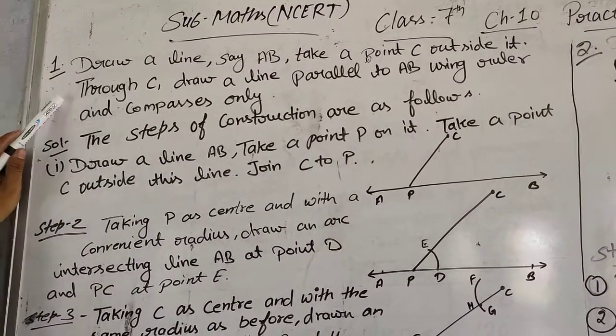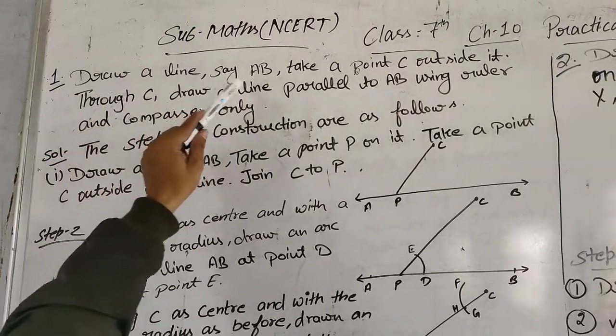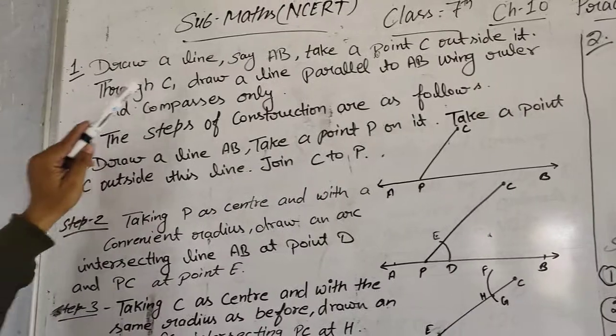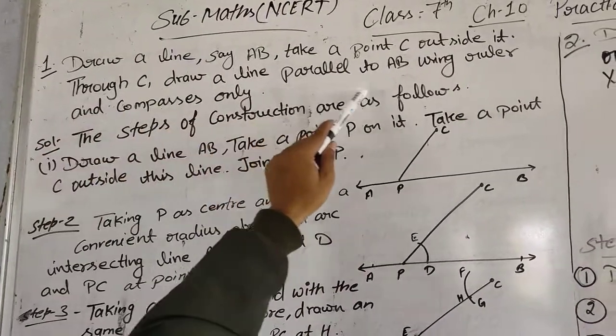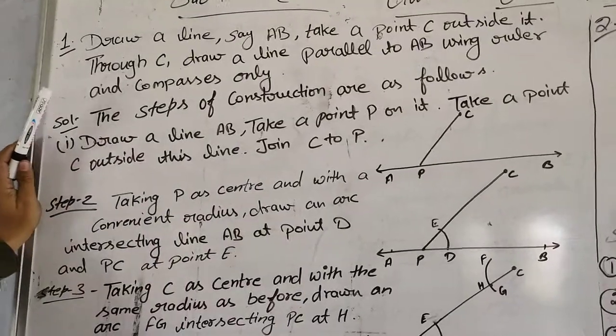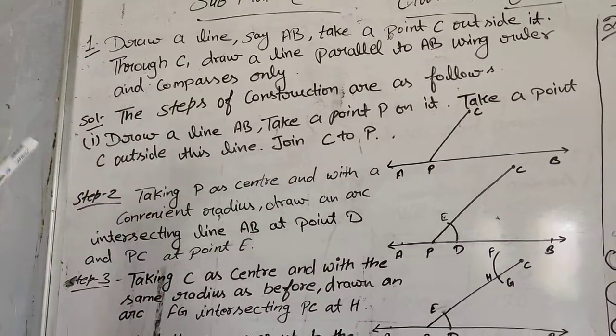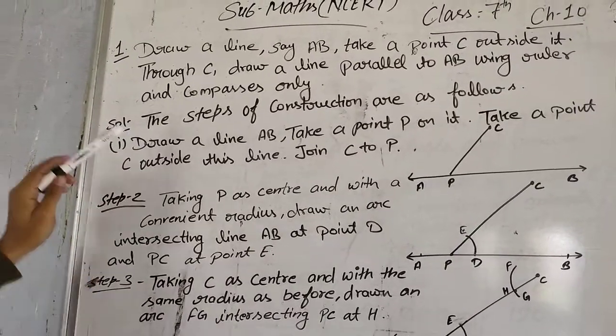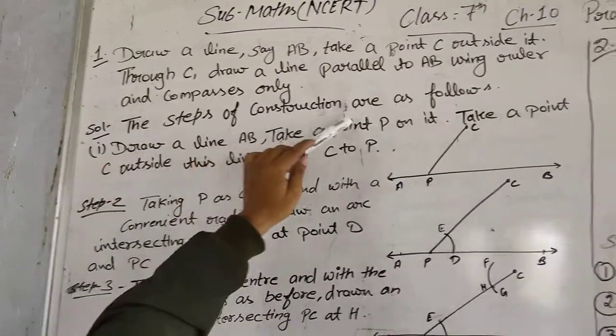Question number 1: draw a line, say AB. Take a point C outside it. Through C, draw a line parallel to AB using ruler and compass only. So we have to draw a line using ruler and compass only. First, the steps of construction are as follows.